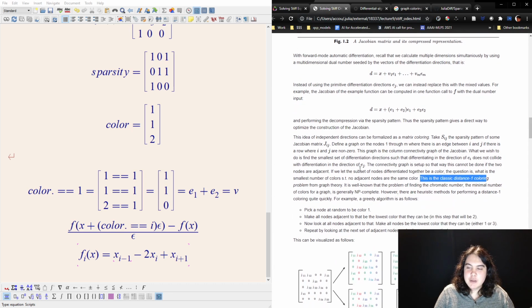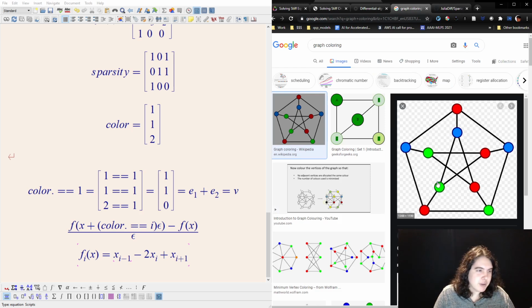So the chromatic number of the graph is the minimum number of colors. We can relax that a bit, and instead of finding the minimum number of colors, we can just ask for a good number of colors. And there are some easy greedy algorithms, right? So this one actually can be solved by the greedy algorithm.